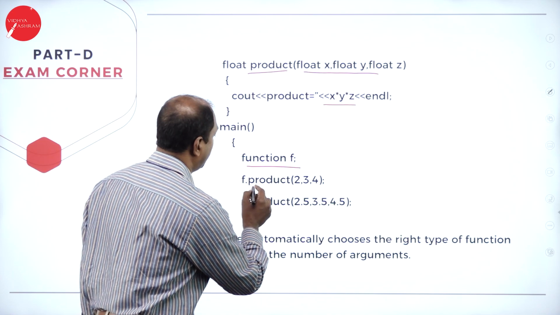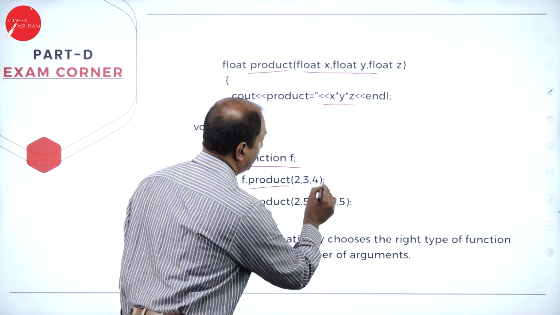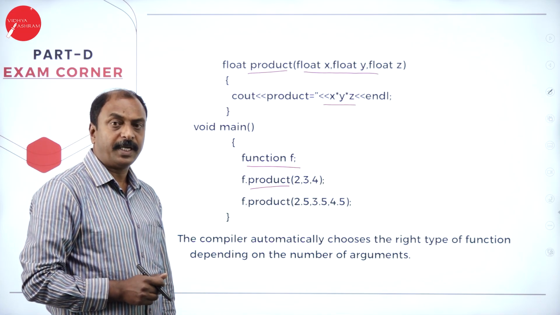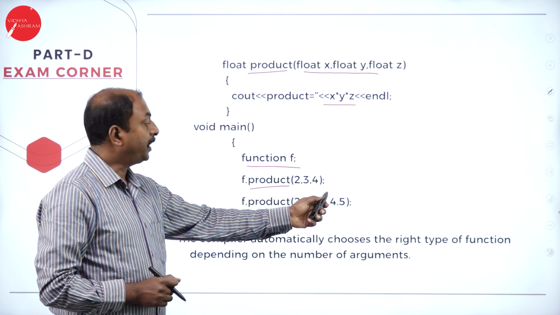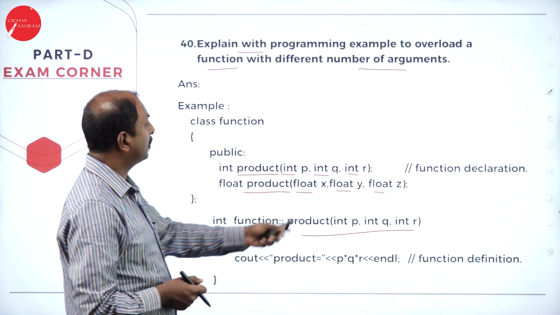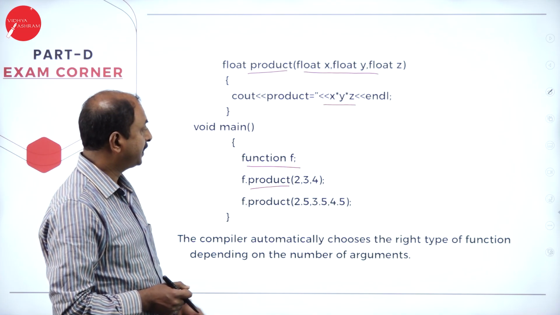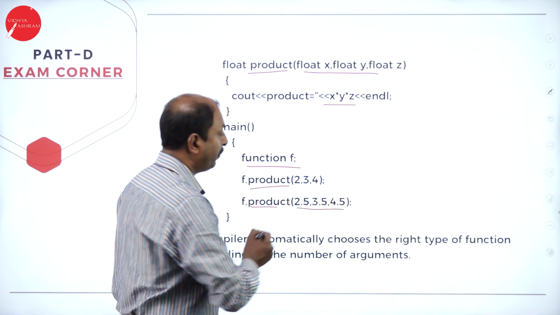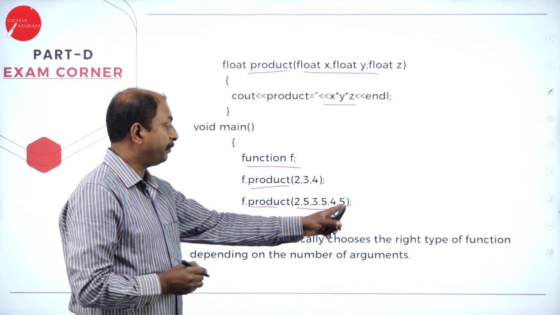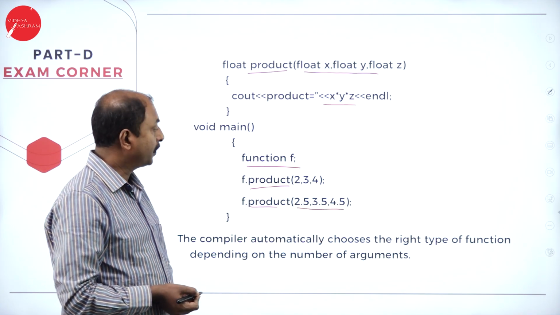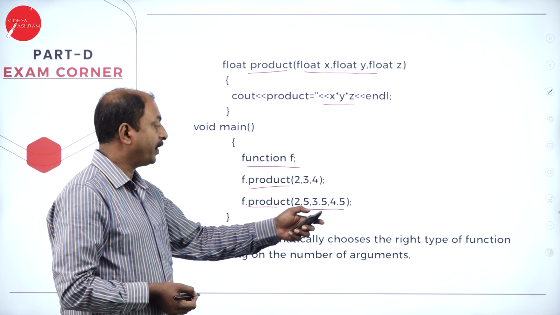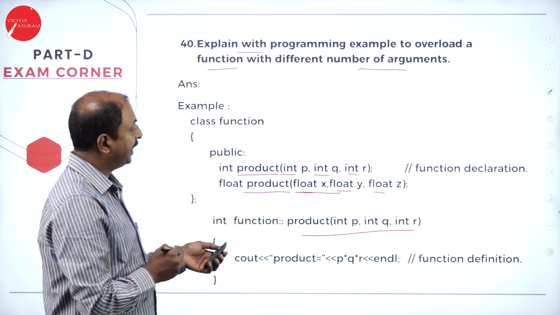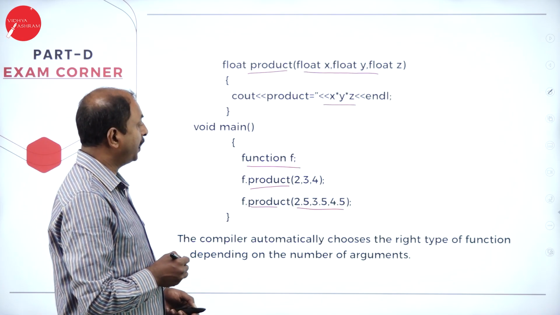So here f dot product(2, 3, 3). If you observe, the values we have given are of data type int, or integer, so it is going to call the first function. Now in the second example, f dot product(2.5, 3.5, 4.5). Here these are decimal numbers of data type float. When you execute the program, it is going to invoke the second function in the class. So this is how function overloading works.